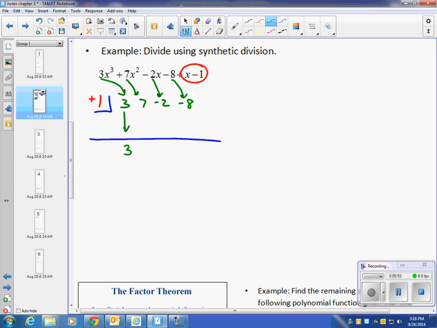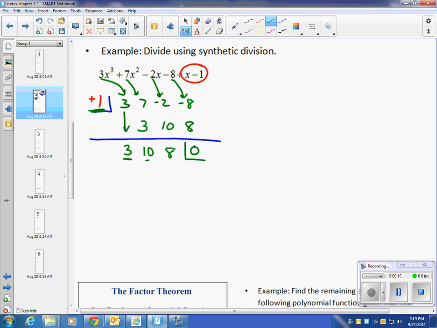And now it's going to be multiply, add, multiply, add. So I'm going to do positive 1 times 3, and that's a 3. I add this to the 7, and I get a 10. Then I do positive 1 times the 10, and I get 10. 10 plus a -2, that's an 8. And then 1 times 8 is 8, and 8 plus -8 is 0.